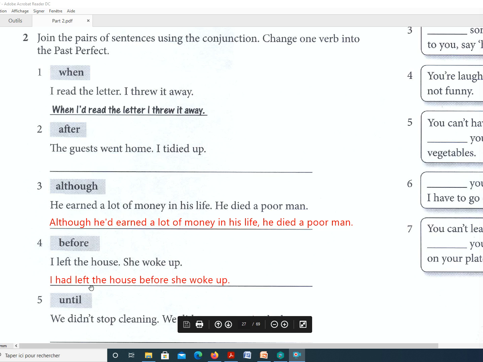I had left the house before she woke up. You see the action of leaving first. You can have this first as well here, no problem. Okay, it's quite logical as well, but we keep this, it's fine.